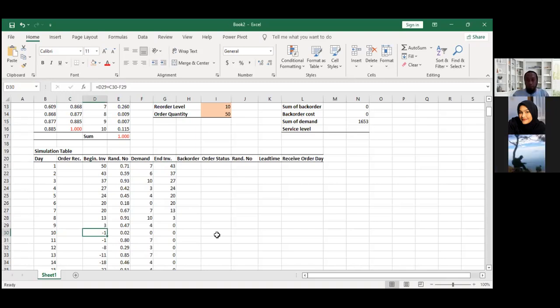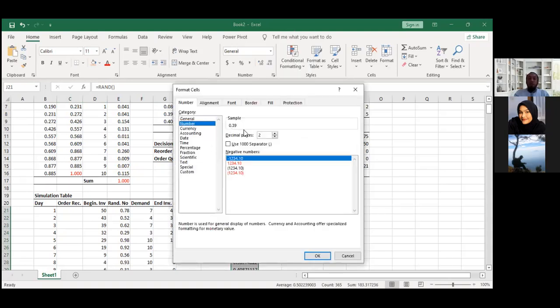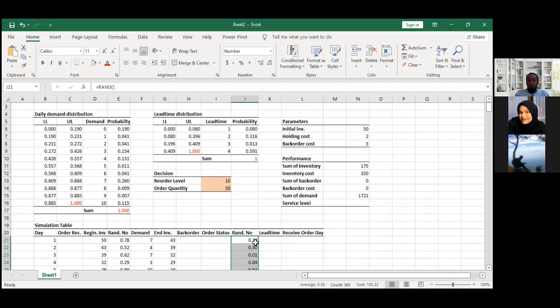Okay, then after that, for the received order, we simulate the lead time first. Random number, same, it equals RAND, open and close bracket. Then we copy down, and after that, don't forget to format it. Format cell, then number. Here we have 3 decimals, so we make it 3. Format cell, 3. This also is the same, number.